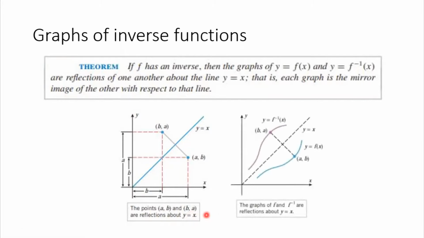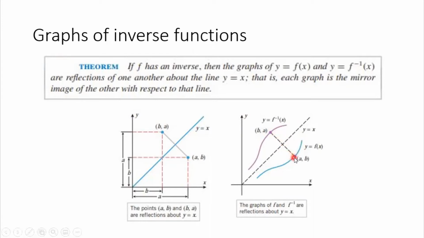Another example. Suppose this is the graph of y is equal to f of x, and this is the graph of y is equal to f inverse of x. Since this one is just a reflection, all we have to do is flip the graph. The graph of this function is the same as the graph of this function, only that this one is being flipped. This is a reflection of this graph.